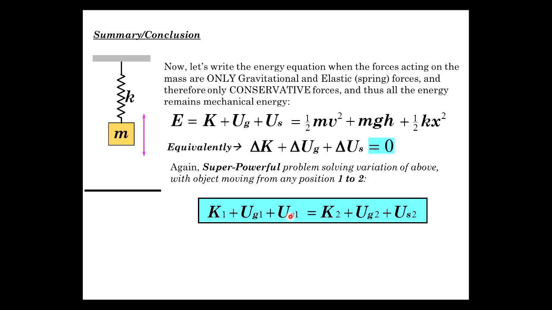And typically in a problem, you might relate it to a place where it's starting from rest, and maybe there's no U sub S. So UG1 equals all the other stuff at a different point. And that can be really, as I said, very useful.